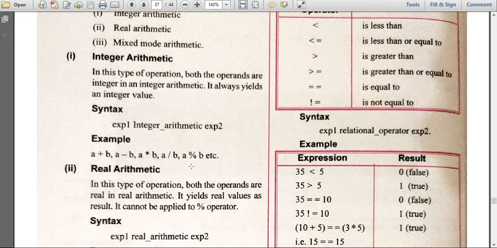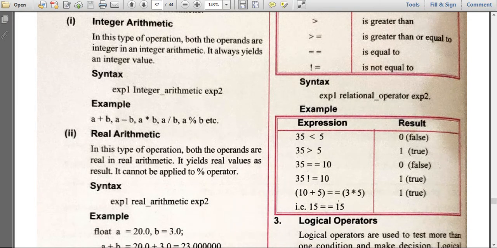Okay. Now 35 greater than 5 is true. 35 double equal to 10 is false. 35 not equal to 10 is true. 10 plus 5 is 15, double equal to 3 into 5, true.